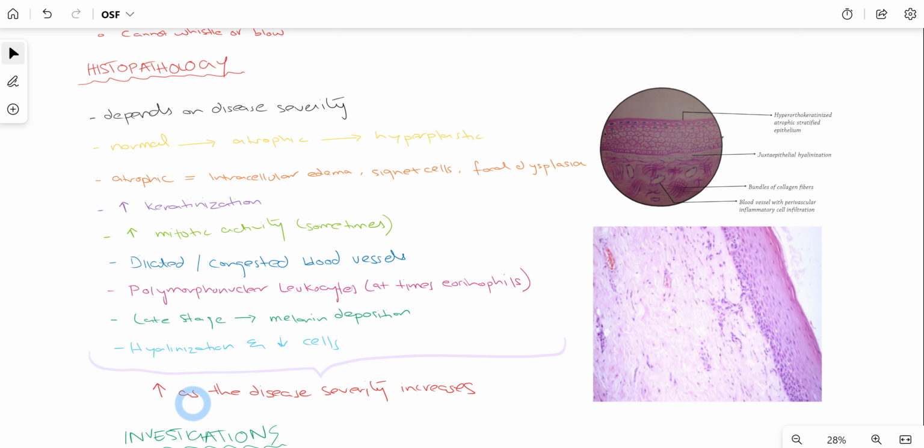Now, as the disease becomes more severe, all of these features, as I've listed right now, increase in their severity. The severity of these histological features increases. This was all about histopathological features.